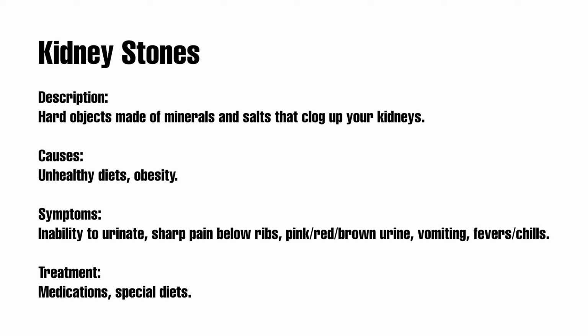Next up is one you are all likely familiar with, kidney stones. Kidney stones are hard objects made of minerals and salts that clog up your kidneys. Causes for these are unhealthy diets and obesity. Symptoms include the inability to urinate, sharp pain below the ribs, pink, red, or brown urine, vomiting, and fevers or chills. Treatments include medication and special diets.